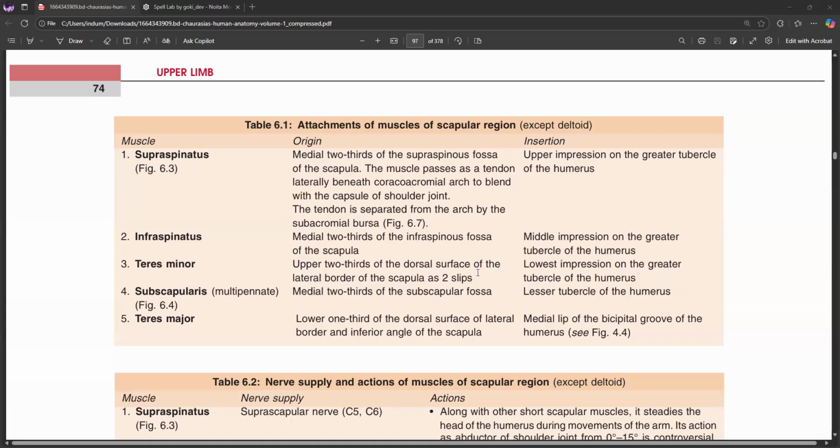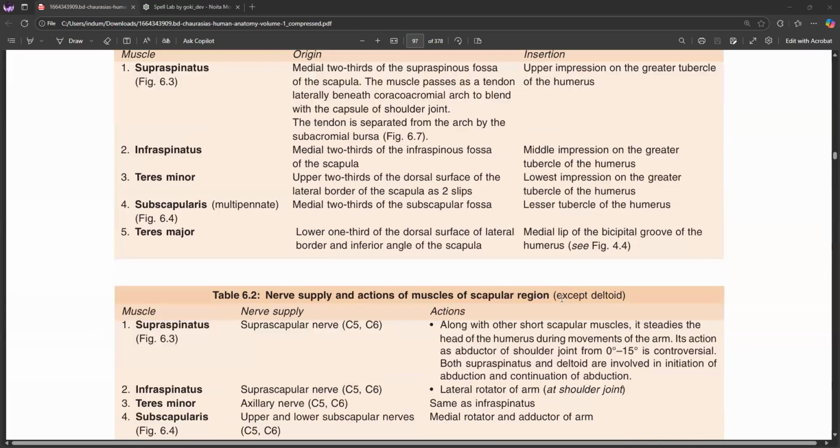Number 5. Teres major. Origin. Lower 1/3 of the dorsal surface of lateral border and inferior angle of the scapula. Insertion. Medial lip of the bicipital groove of the humerus. See figure 4.4.